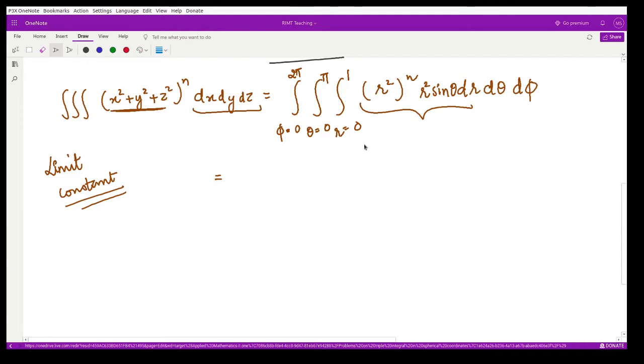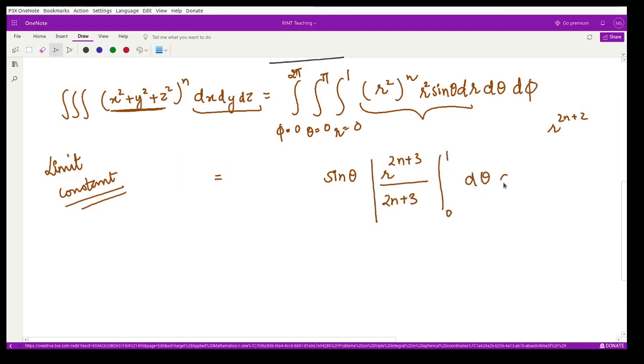Okay. So firstly we will solve it with respect to r. That means we will assume theta to be constant, so sine theta would be as such. And here the integration of r to the power 2n plus 2, what would that be? It would be r to the power 2n plus 3 divided by 2n plus 3, and the values of r vary from 0 to 1.